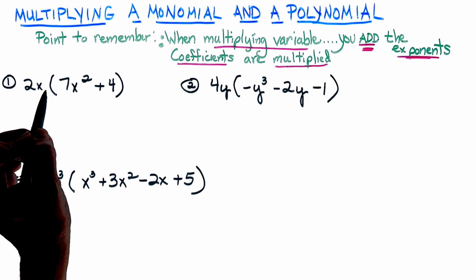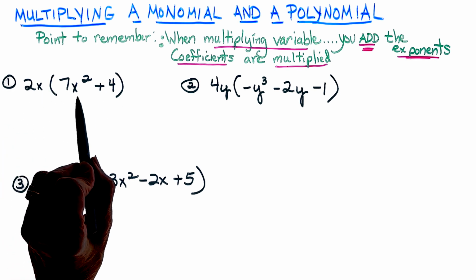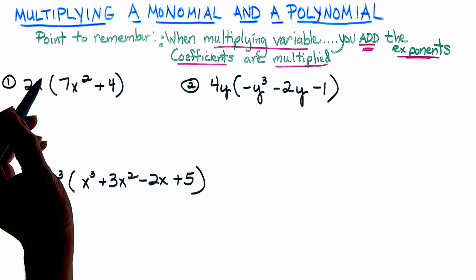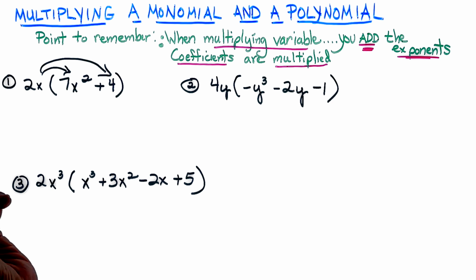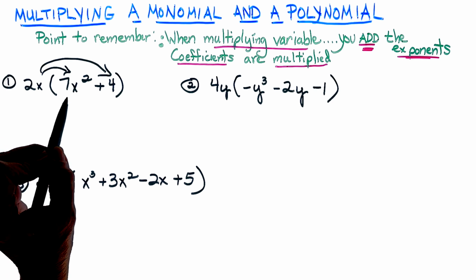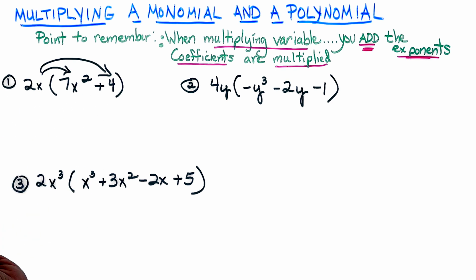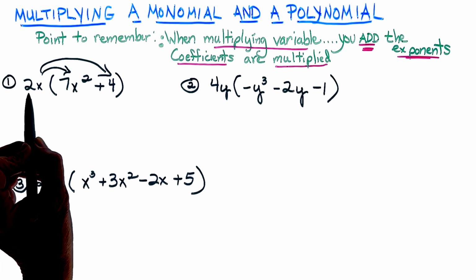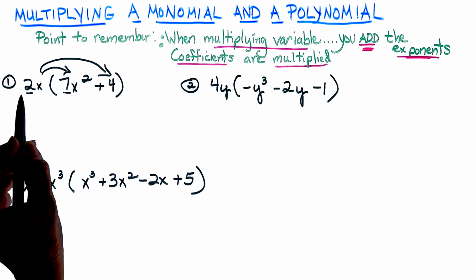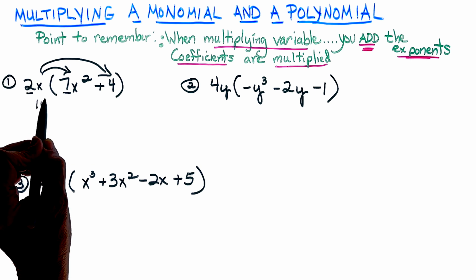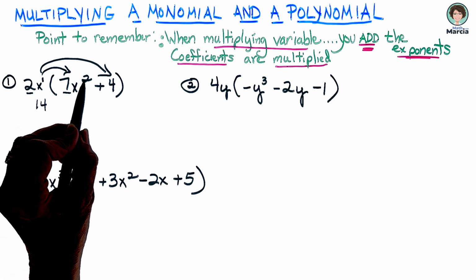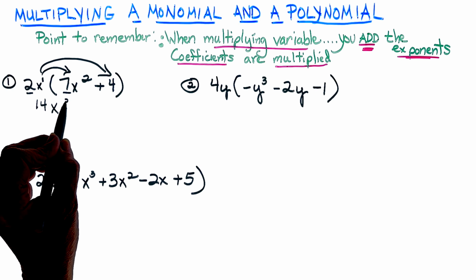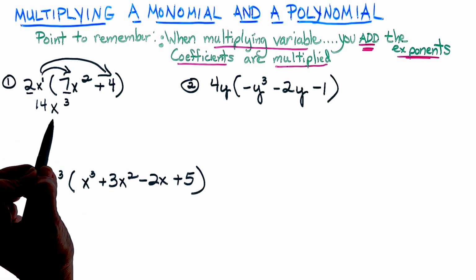We have 2x times the quantity of 7x squared plus 4. We're going to be using the distributive property because we have to remember to multiply the 2x by each of the terms inside the parentheses. So the coefficients are the 2 and the 7. So 2 times 7 is 14. Remember, this has a 1 there. It's just understood. So 1 plus 2 is x to the third. And that is our first term.